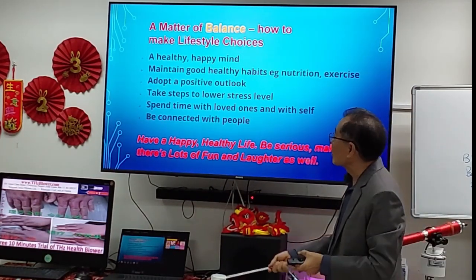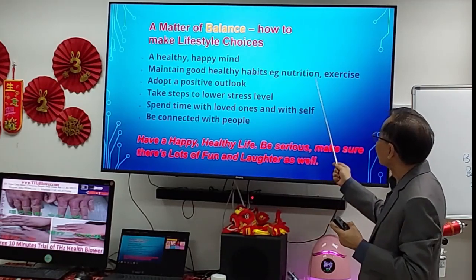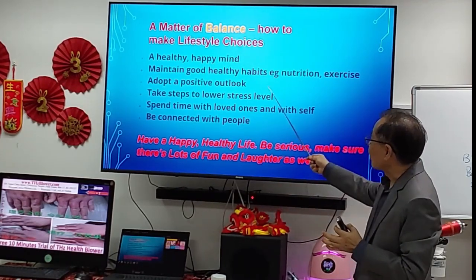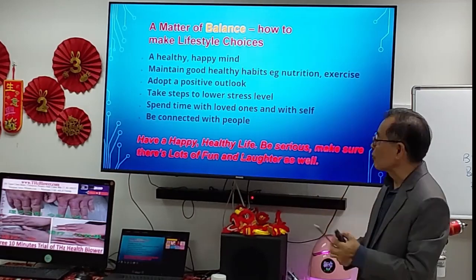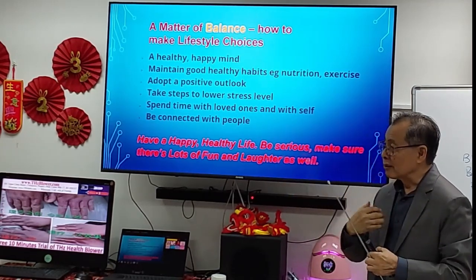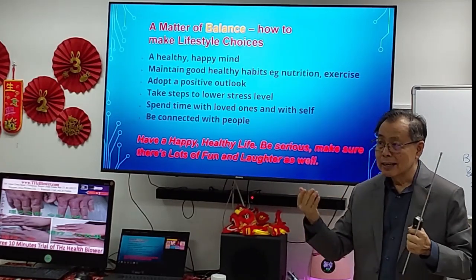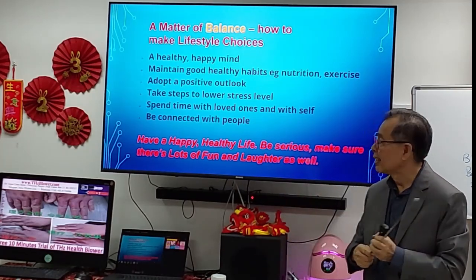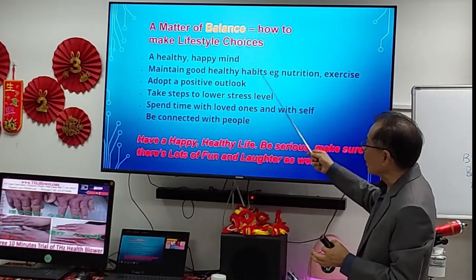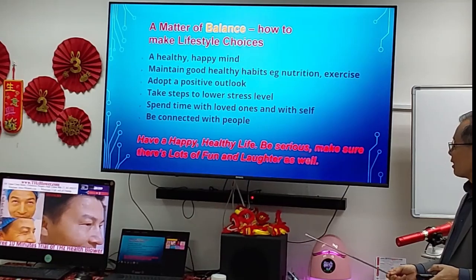So, diabetes is a disease of lifestyle. So what's the lifestyle? Lifestyle, mind and body. Healthy mind, good healthy habits, nutrition and exercise. Nutrition is always balanced with exercise. Input, output, positive outlook, lower stress. Social connection is very important. Not only with loved ones, but with loved ones and with yourself. Self-care, self-love, self-protection. Protection means avoid being accident prone. And connection with people. The more connection you have with people, the healthier you are. So these are all the things that make up a good life. See? Have a happy, healthy life. Be serious. Make sure there's lots of fun and laughter as well.